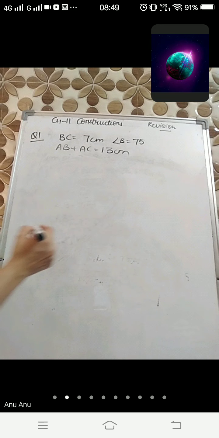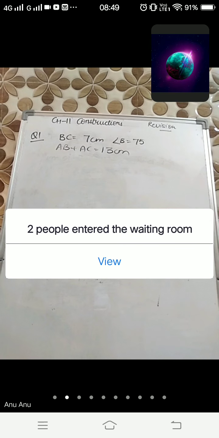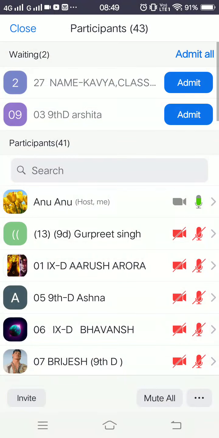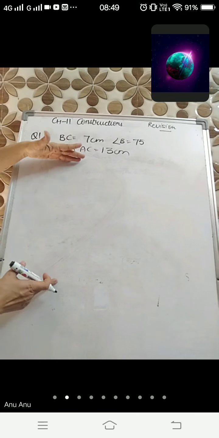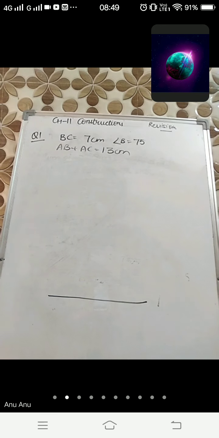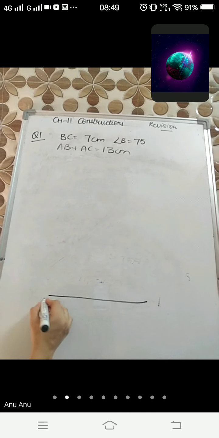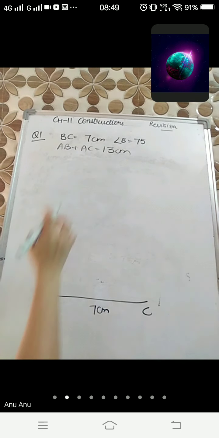So firstly, you will start with the base. In case of plus, always a big triangle will be formed. As you can see that the sum of two sides is 13, so it will take a lot of space. So you will start from the bottom of the page. So first, this is your BC, that is 7 centimeter, and angle B is 75.